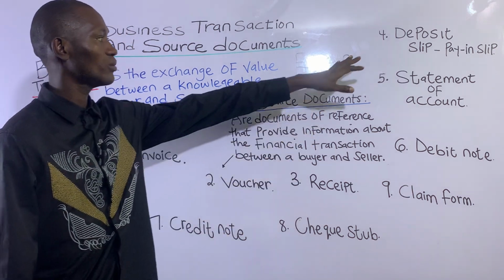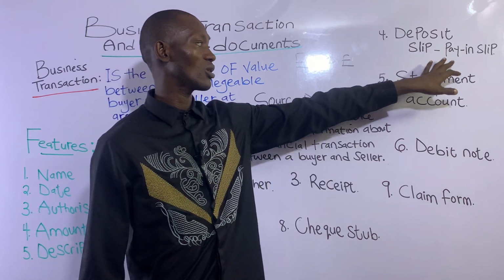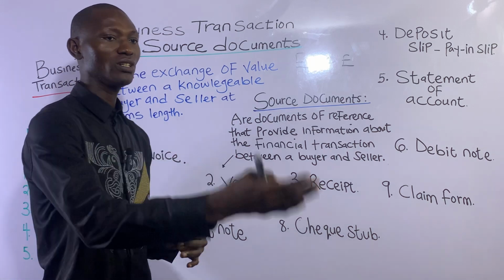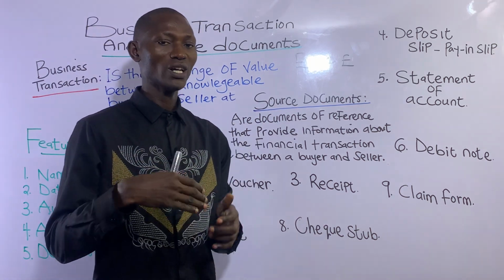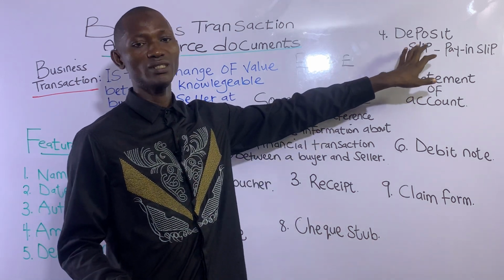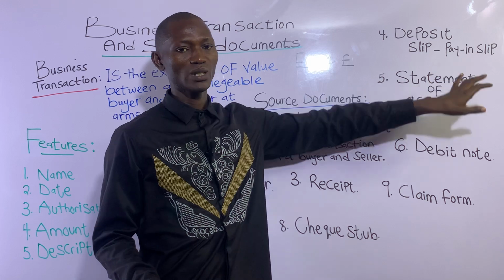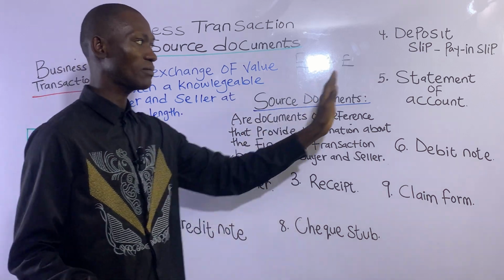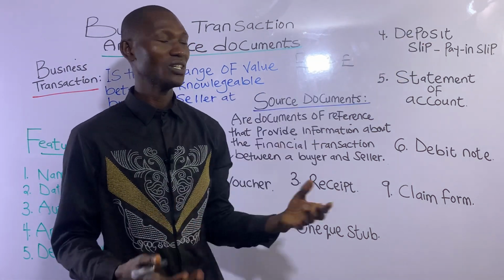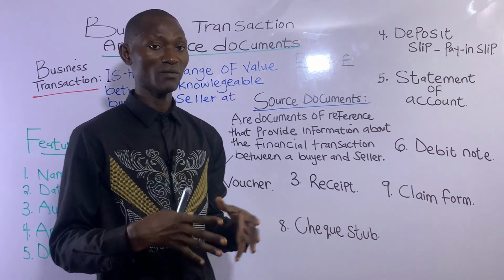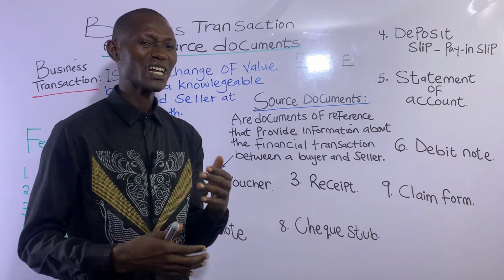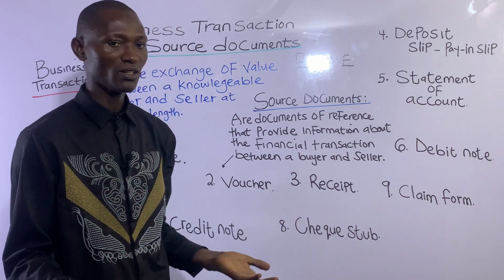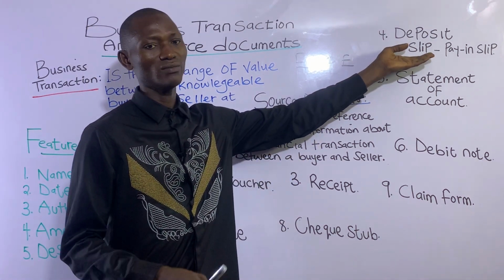So the next, number 4, deposit slip, which you can also call paying slip. Most times when you have a bank account, you want to pay money into your bank account. There is a form which you are going to fill, and that form is the deposit slip or paying slip. Some of the details in a deposit slip could include the name of the bank, the name of the account holder, the date of the transaction, the amount in words and in figures, space for authorization, and so on and so forth.